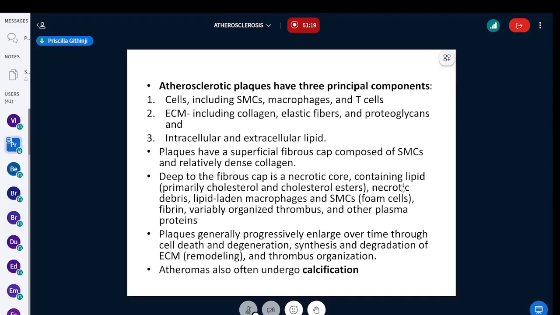Plaques have a superficial fibrous cap composed of your smooth muscle cells and relatively dense collagen. So we said that it's your cholesterol esters that are covered by a fibrous cap. And this fibrous cap is because of the smooth muscle cells that now lay down collagen and extracellular matrix, and you end up having this cap-like lesion.